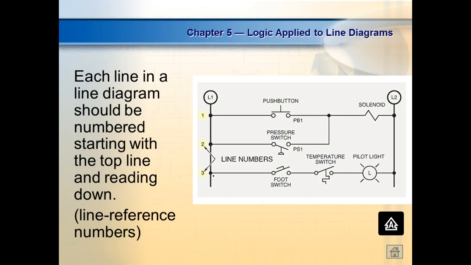Each line in a diagram should be numbered, starting with the top line and reading down. We call these line reference numbers. So here they're actually showing all your lines going back to L2, but the lines do not have to go back to L1. Your lines do not have to go back to L1, right? You understand? We're looking for anything that goes horizontal. That would be considered a line. Everybody okay? Good.